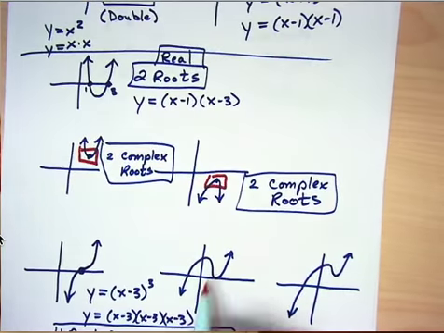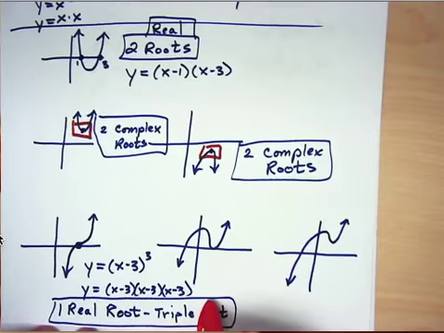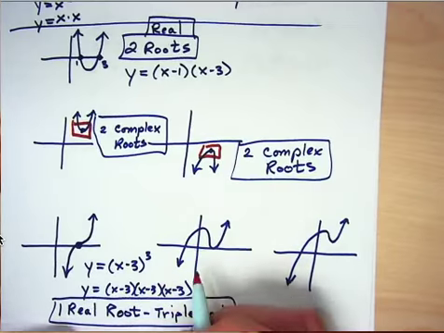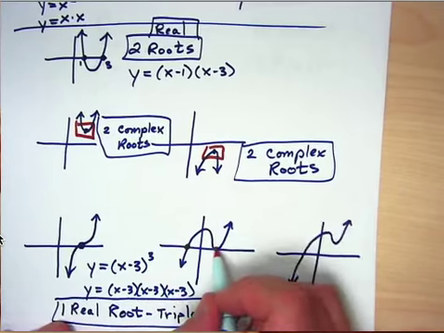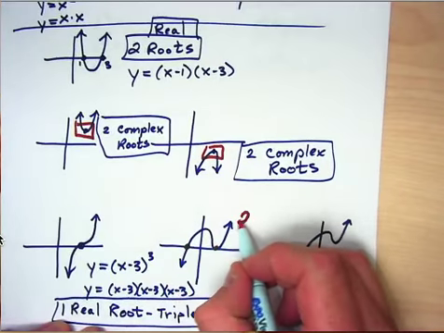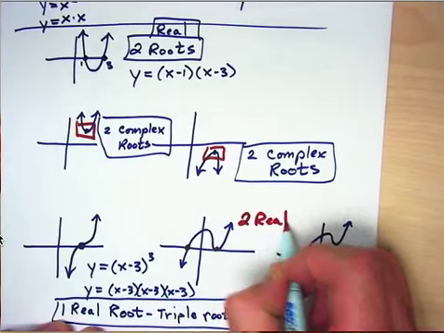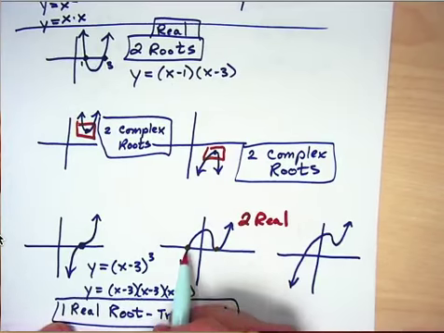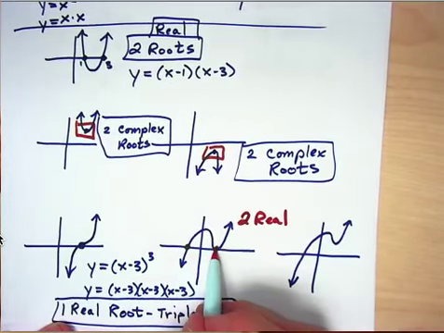Now this one, how would you define yourself how many different kinds of roots this one has? This one's going to touch the x-axis how many times? 2 times. So it has to have 2 real roots. Okay? Now, if it has 2 real roots, one of these is a single root. This one right here is a double root.